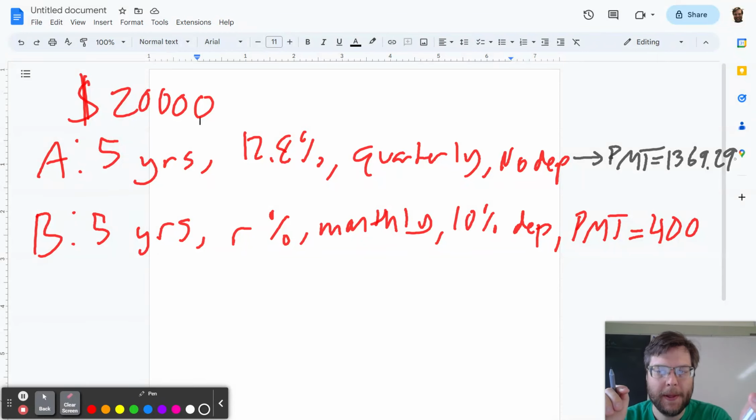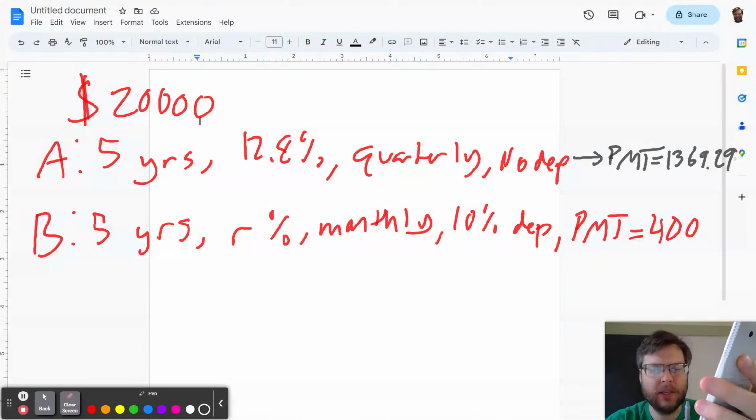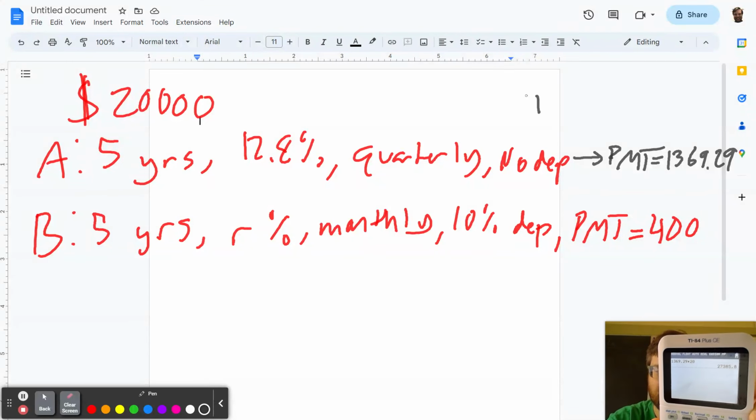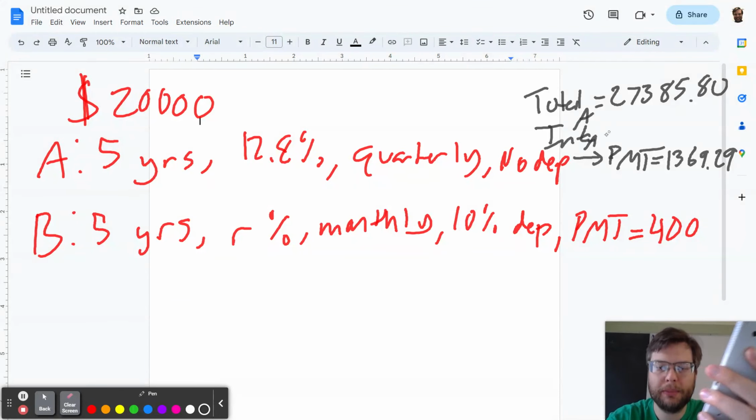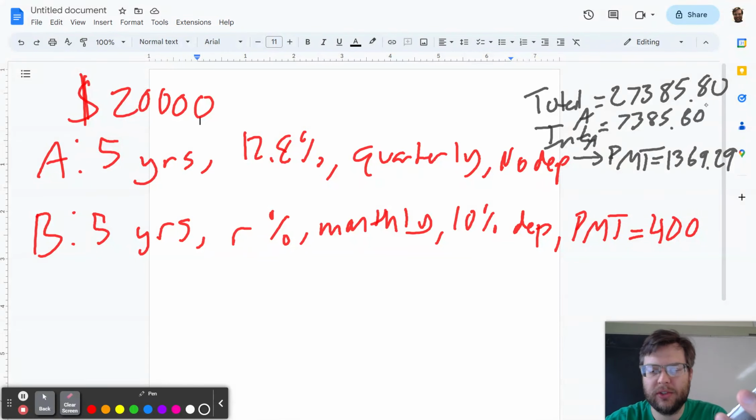So that's the payment. So for Carlos, who's the name of the character here, if he makes that many payments, then I can go back to my main screen and just go 1369.29 times 20. So that's his total that he pays. So that means that the total for option A is 27,385.80. And that means that the interest for option A is 7,385.80 because you take away the $20,000 loan that he received.